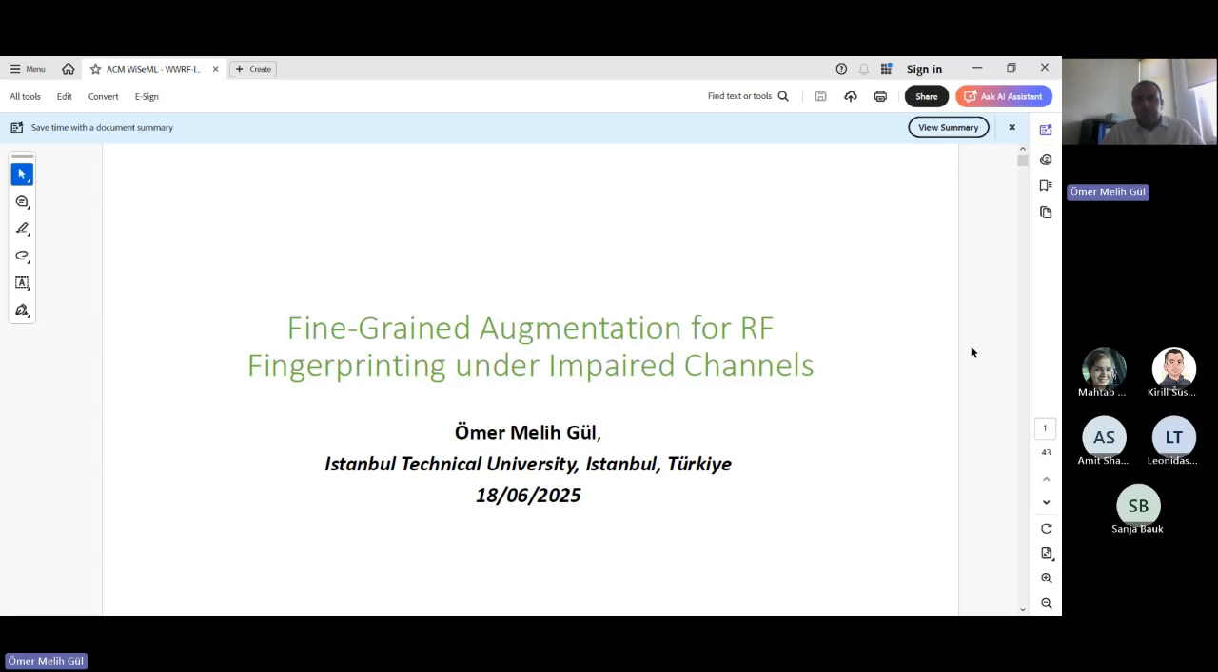We start with fine-grained augmentation for RF fingerprinting under impaired channels. When you say impaired, we consider that it is not a perfect channel. We will talk about some different types of AI/ML based approaches.